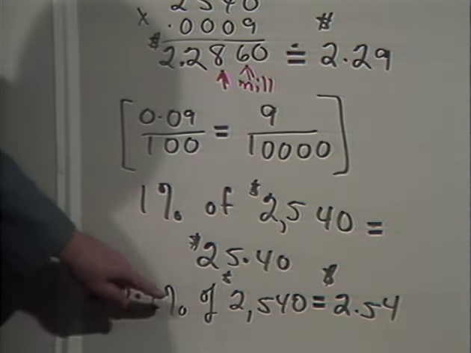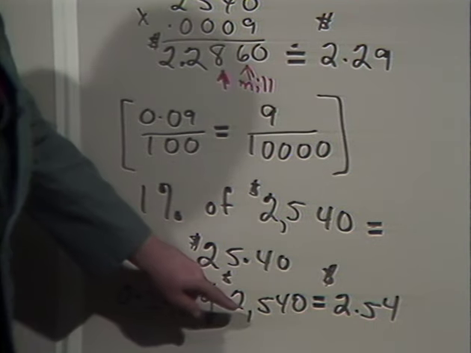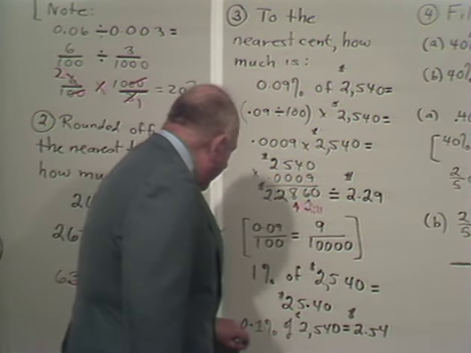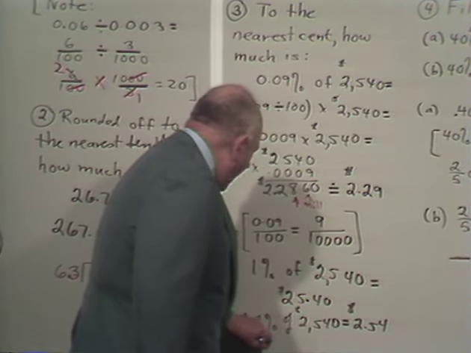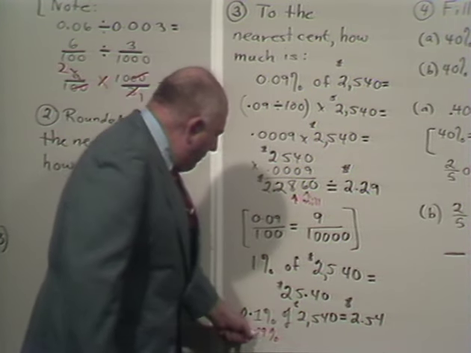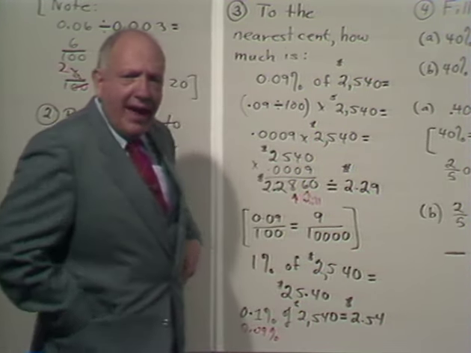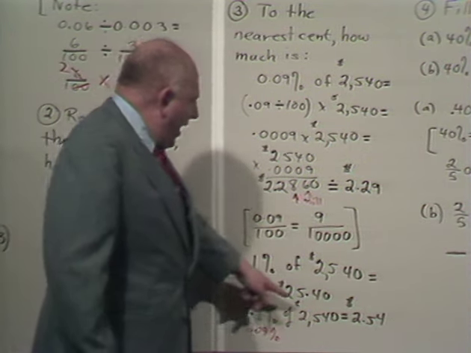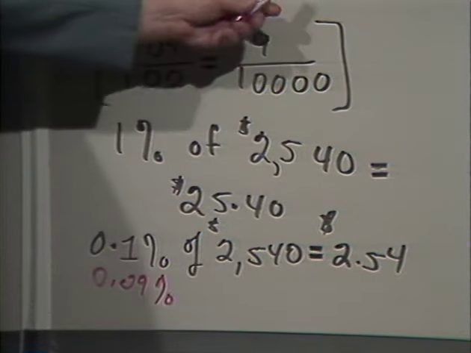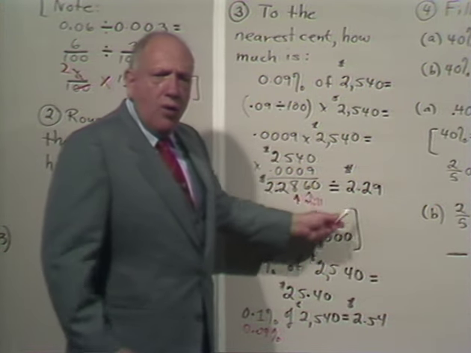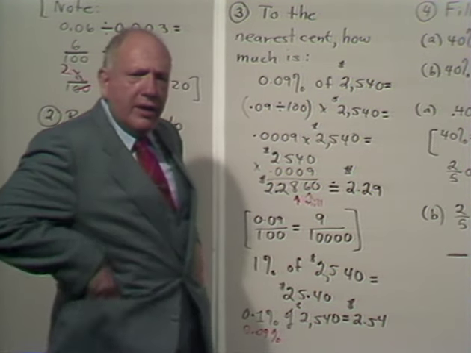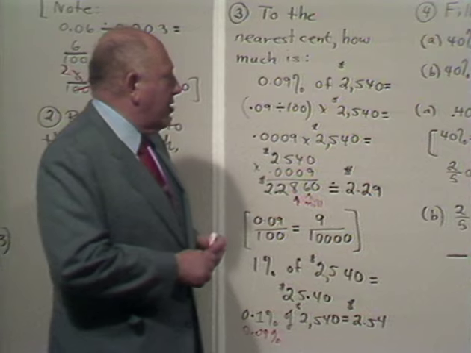Therefore, 1/10 of 1%, move the decimal point one more place, would be $2.54. And then simply notice that 0.09% is slightly less than 1%. See, catch that? 0.09 is less than 0.1. And so the answer should be what? A little bit less than $2.54. So even if you made a careless mistake up here, what difference does it make? You still know you're in the right ballpark. You're a little bit less than $2.54.